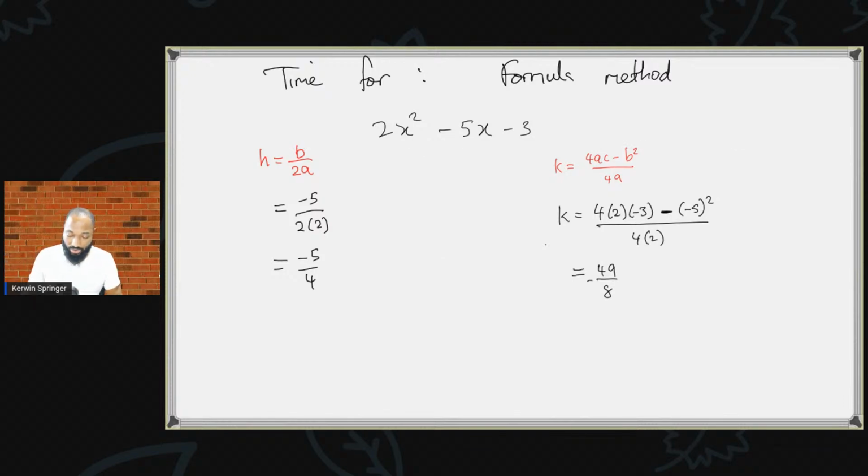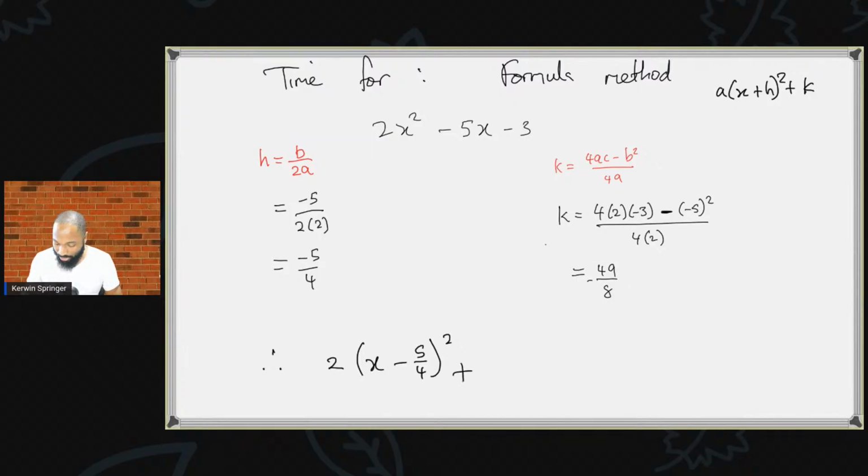And then what you're going to do now? You say, therefore, you write back A, because remember, you want it in the form a(x + h)^2 + k. And you just start to fill in the blanks. You play a game of filling in the blanks. A will always be A. A is 2. You put the x now, plus H. H is -5/4, squared, plus K.